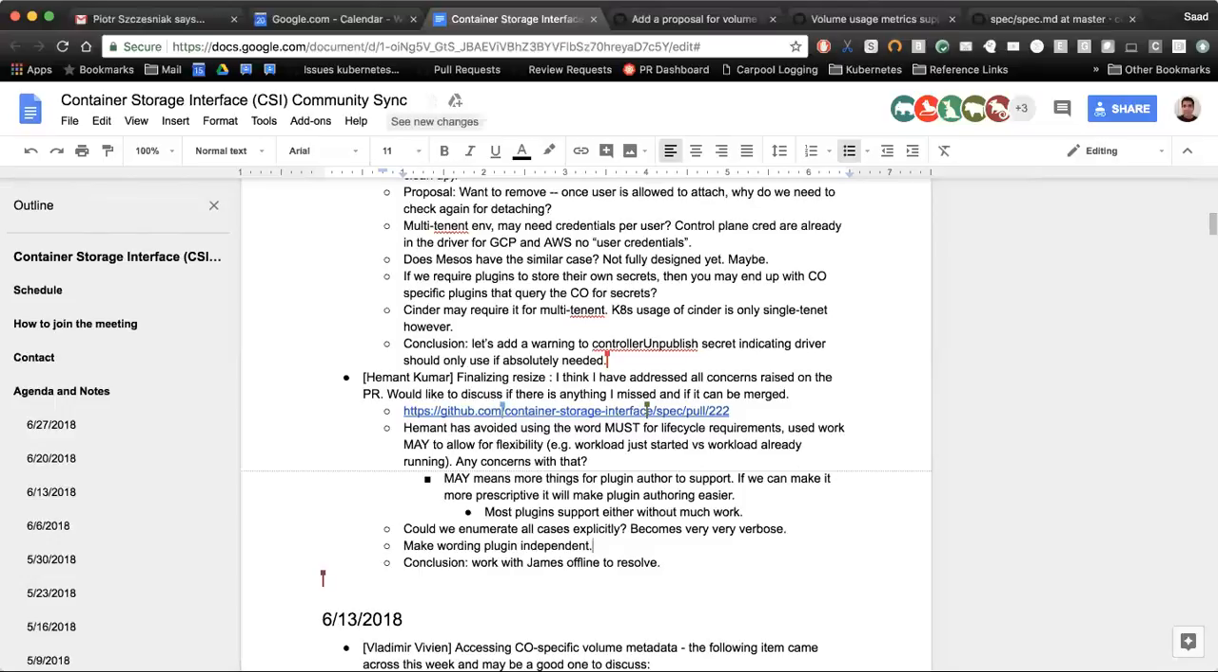I think for the most part, we all agree on what the use case is. We just want to make sure that the wording doesn't accidentally put us, either on the CO side or on the plugin side, into some space where we can't actually support what's written. So let's make sure we get that right, and we'll focus on doing that offline. All right, sounds good. I'll schedule something between James, you, and Chang.